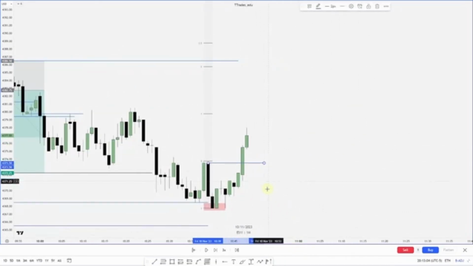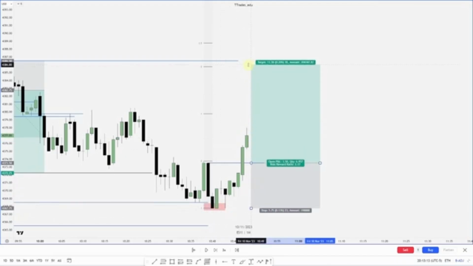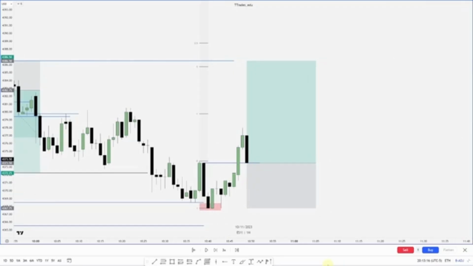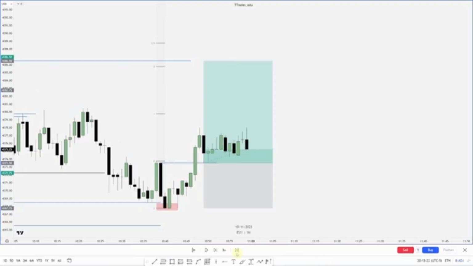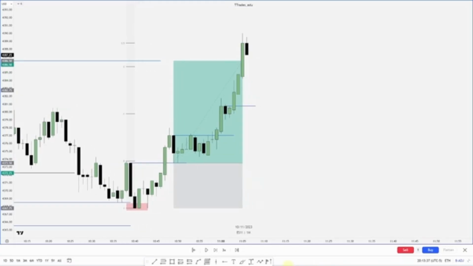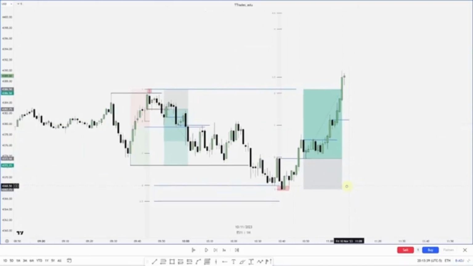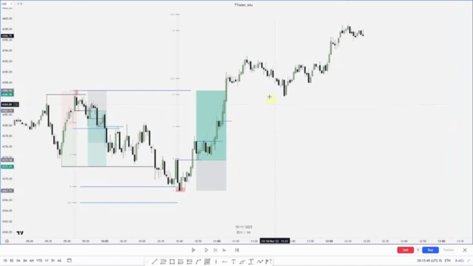So if I'm looking for the first entry, I'm looking to enter on this change in state of delivery or the order block with my stop on the manipulation, targeting this high. Now what I'm focusing on is a close over this down close candle. So now that it closed over that, it is also a valid order block. So I'm looking for that to support price. And we go reach that high, and let's see how far we go. You can see we consolidate, but we do end up hitting that -4 standard deviations.